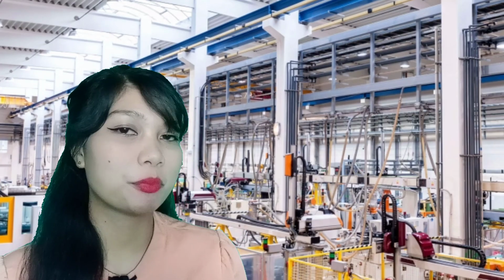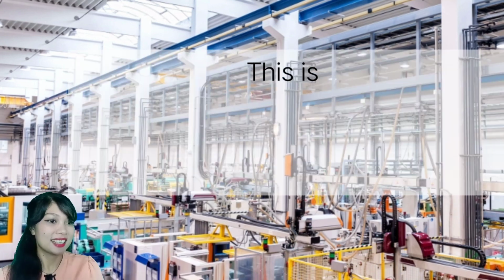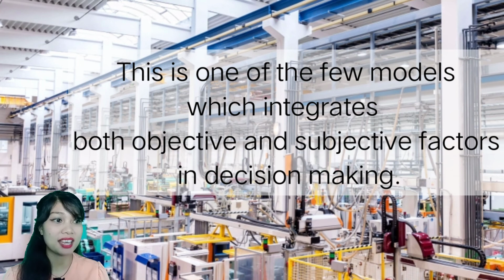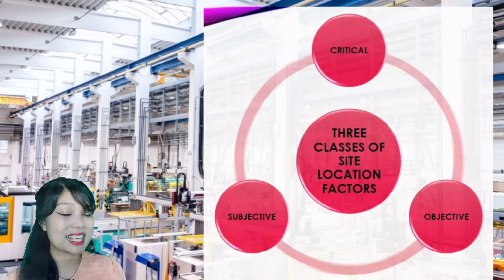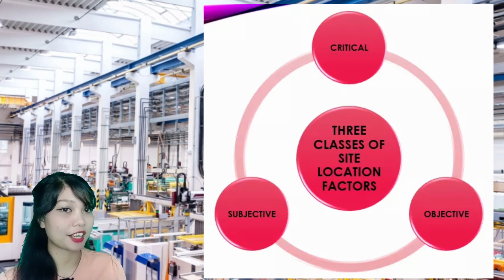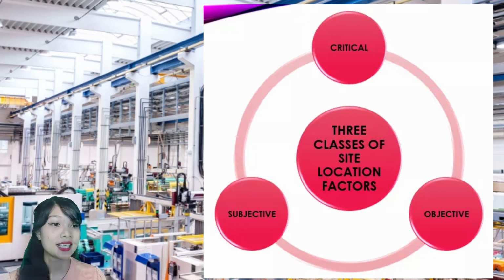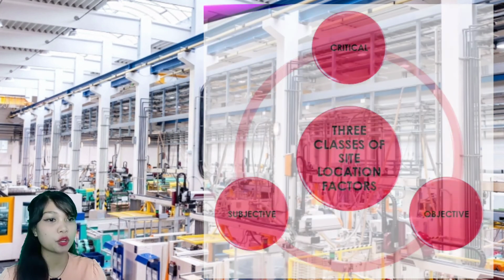Let's proceed to Brown and Gibson model. This is one of the few models which integrates both objective and subjective factors in decision making. The three classes of site location factors are critical, objective, and subjective. This model is more elaborate and considers three classes of site location factors.